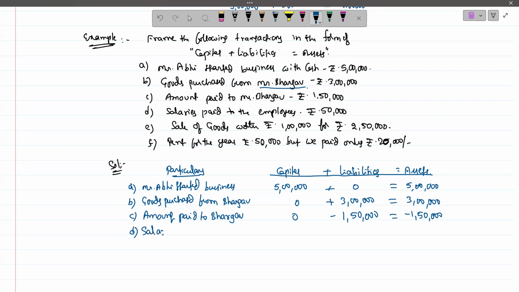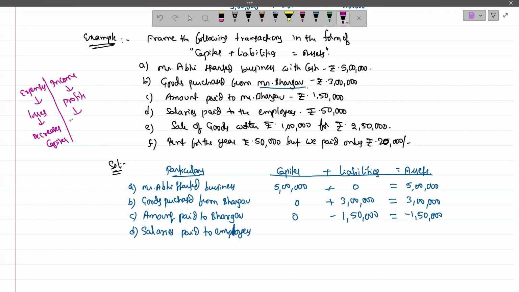Next, salaries paid to the employees, rupees 50,000. As we discussed previously, expenses lead to losses, and losses decrease the capital, and income generates profit, which increases the capital.